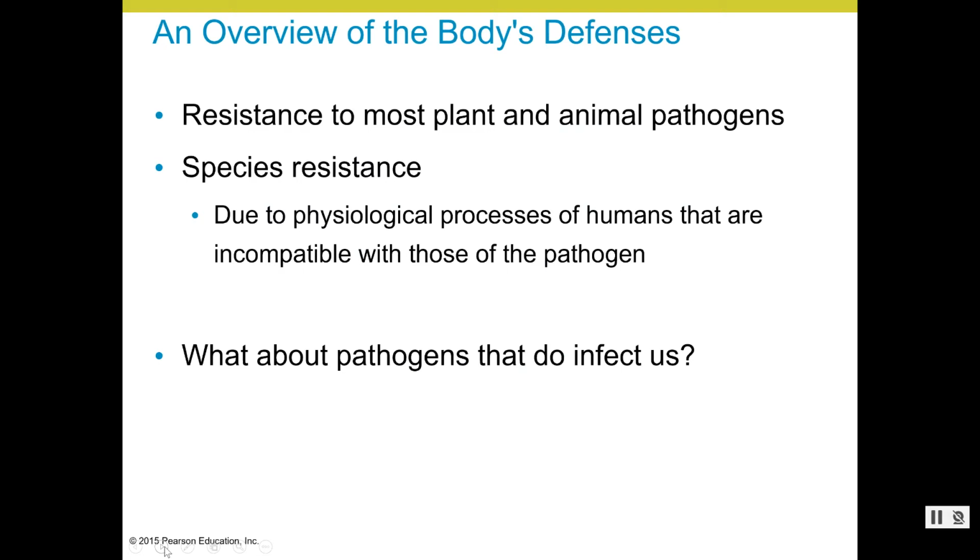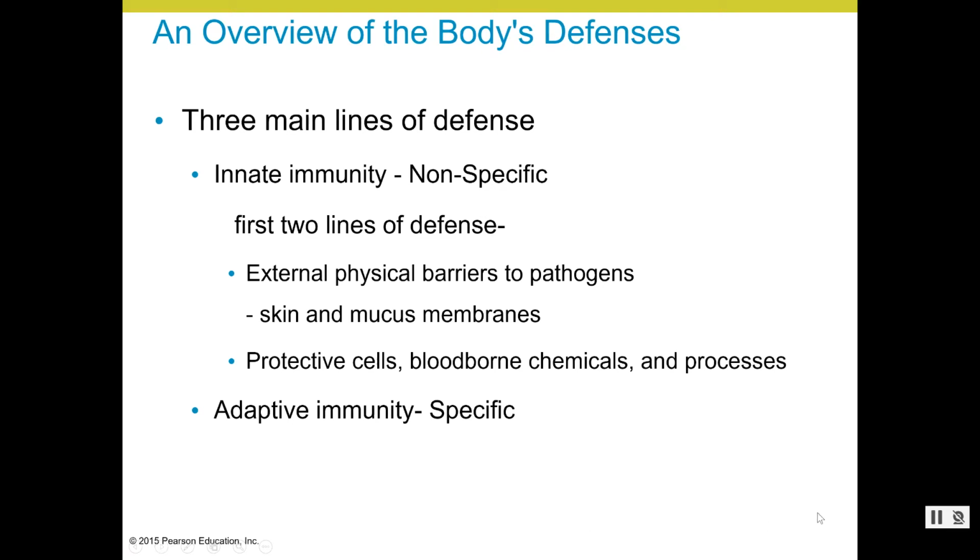When we're talking about immunity, we're talking about our defense mechanisms. We are actually resistant to most of the microorganisms on this planet. There's lots of microorganisms that don't do anything. There's microorganisms that can invade plants or different animals, and we are just naturally immune to those. That's considered species resistance. They just don't affect us. Now, we do have some that do affect us, so these are considered pathogens for us. So what are our defenses against these potential pathogens? We're going to break that down.